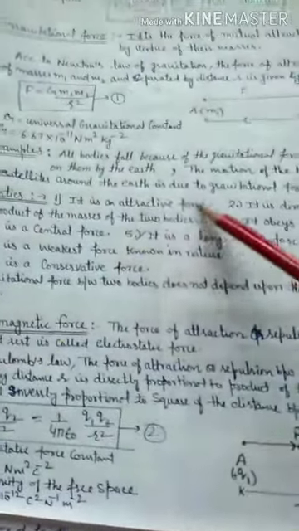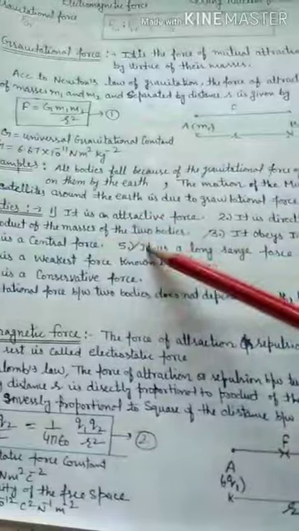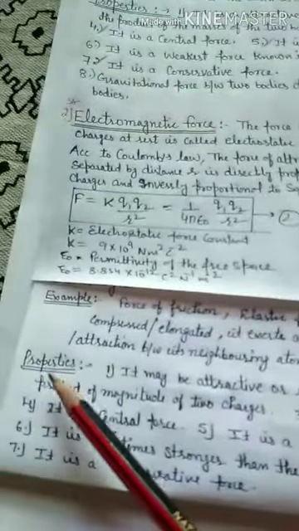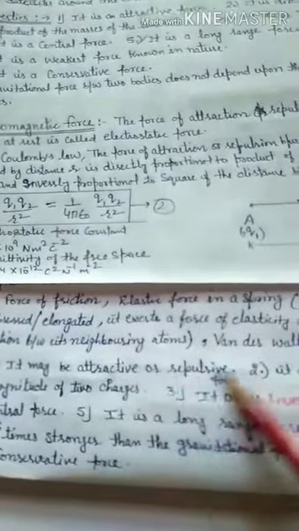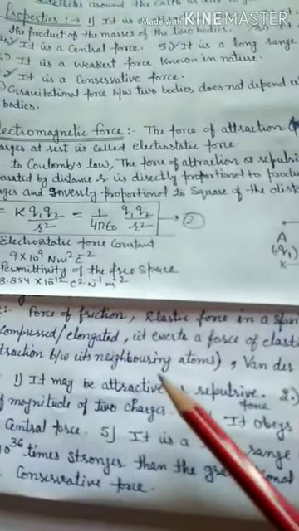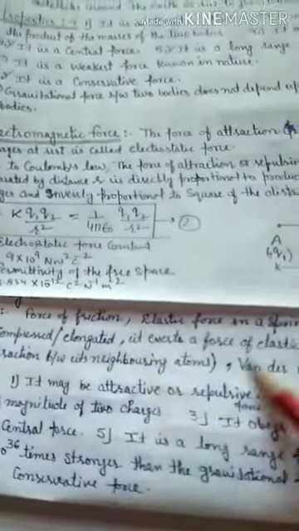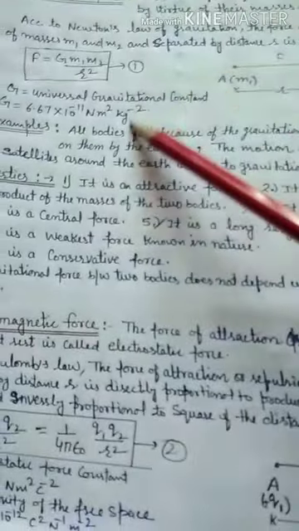Now the next one is properties. Number 1, it is attractive. Gravitation force is attractive, but electromagnetic force may be attractive or repulsive, because it is a force between two charged bodies. That's why it is attractive or repulsive. Gravitation force is only attractive.